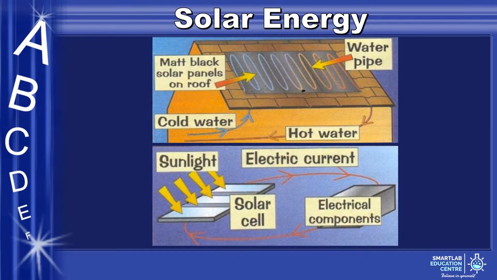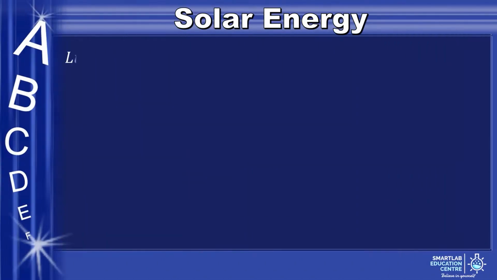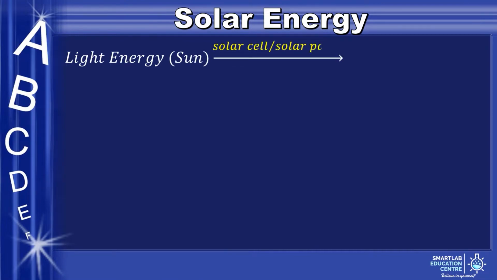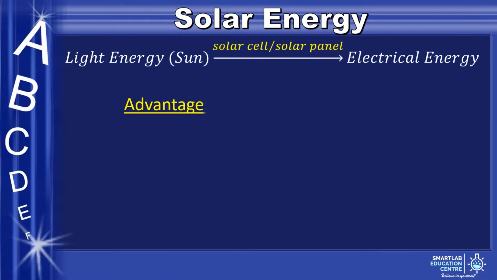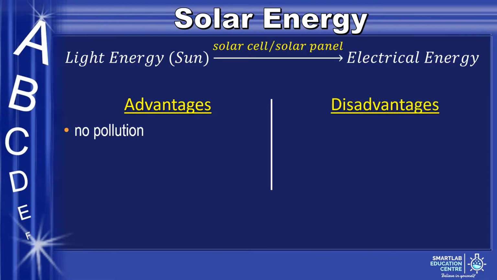To convert solar energy to electric energy, the process is in the second diagram. The solar cell is connected to electrical components using electrical cables, forming an electric circuit. When there is sunlight, the solar cell converts solar energy to electric current flowing in the circuit. The advantage of solar energy is no pollution. The disadvantage of solar energy is high initial cost.